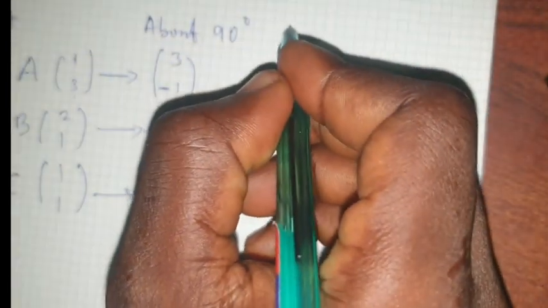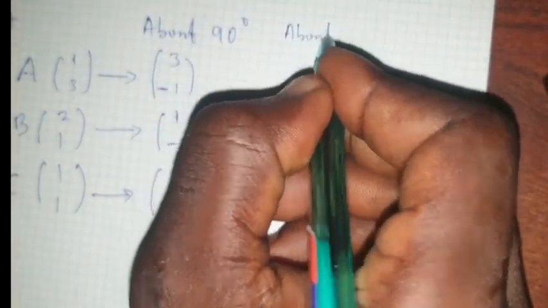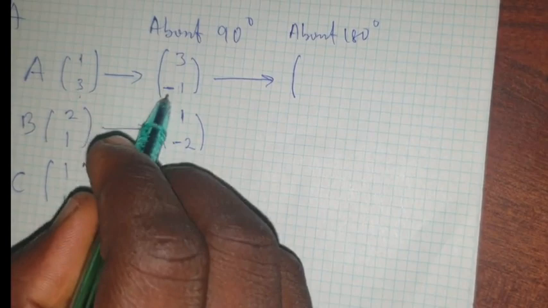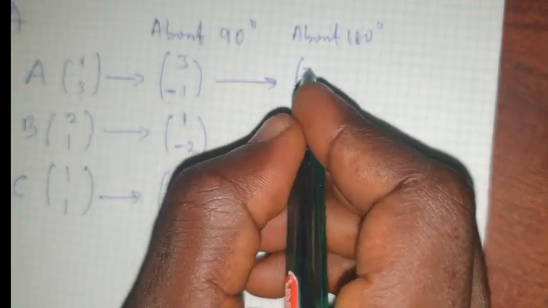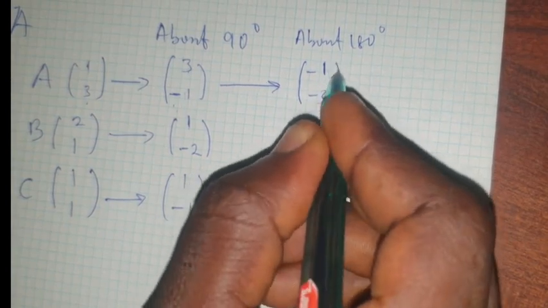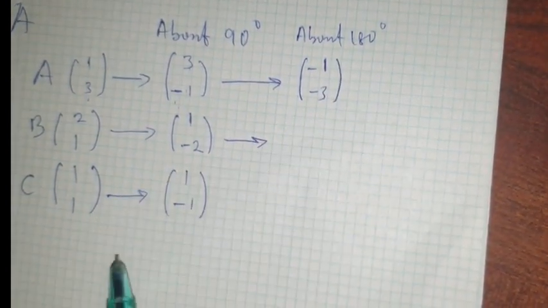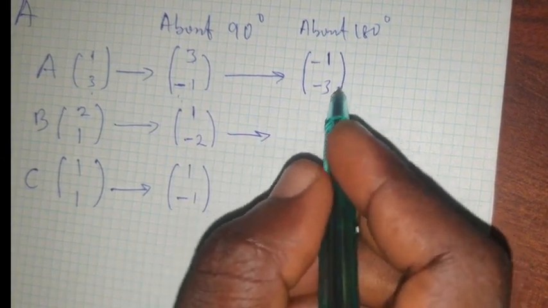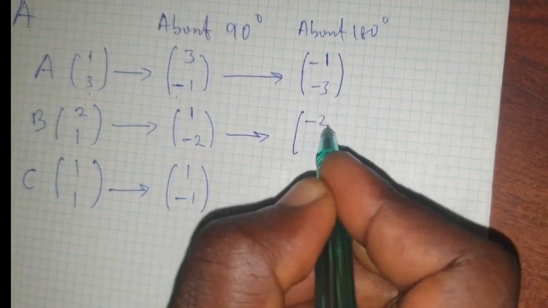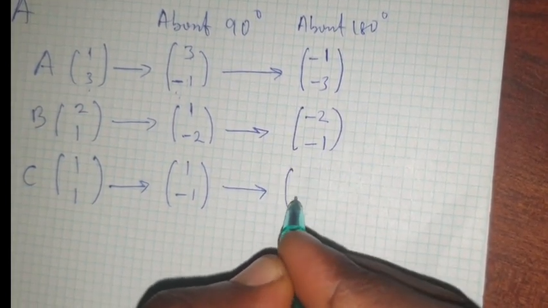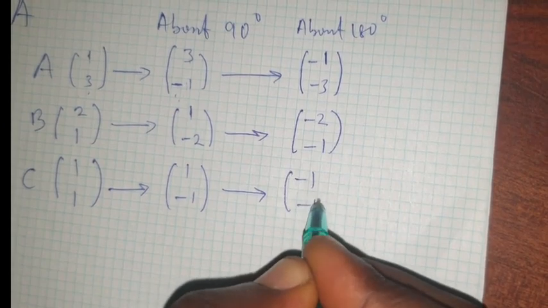So then about 180 degrees, the image will switch the X and Y value, that is minus 1. Then the new Y value we have minus 3. Then for the point B, about 180 degrees, that is minus 2, minus 1. Then point C, about 180 degrees, is minus 1, minus 1.